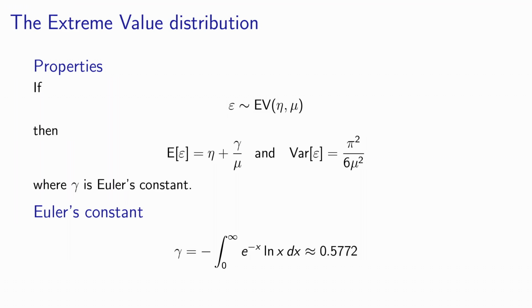Again, from statistical textbooks, we can retrieve the properties of the extreme value distribution. So here are the mean and the variance of epsilon if epsilon follows an extreme value distribution. And gamma is simply the Euler constant. So now what are the assumptions on epsilon in and epsilon jn? It is that epsilon in and epsilon jn are following an IID extreme value distribution.